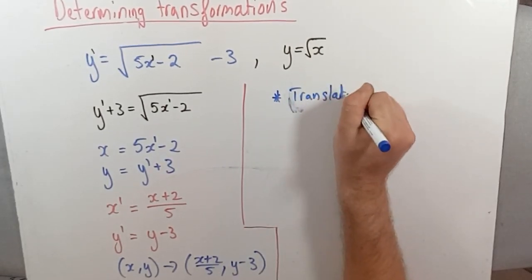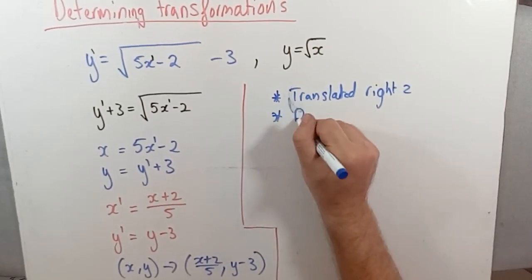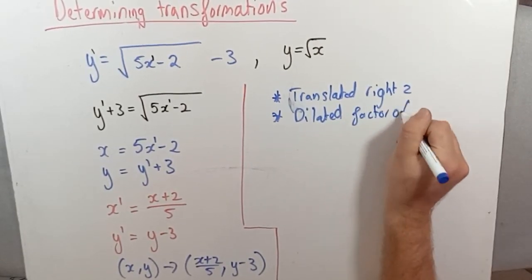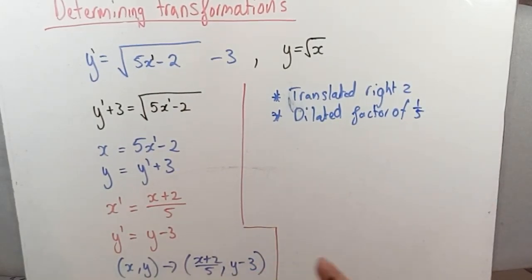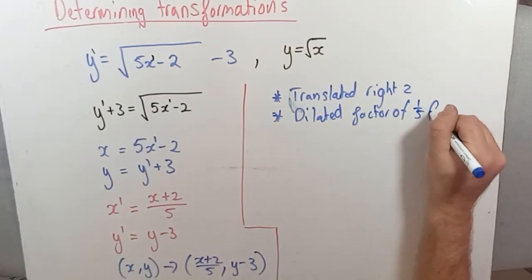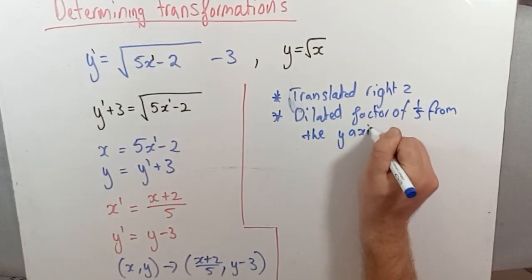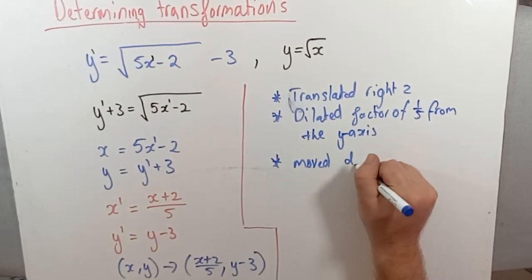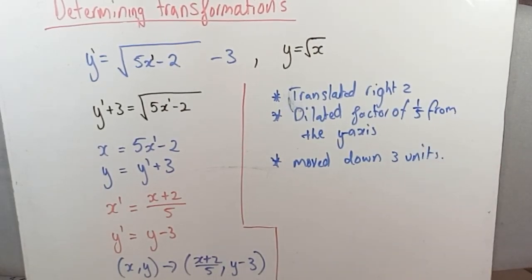and then we dilated by a factor of 1/5. Which way is it again? It is going to be from the y, isn't it? Just going to squish it in. And then we move down, or translated down, if you like, move down 3 units. Okay, so there are our transformations that have taken place.